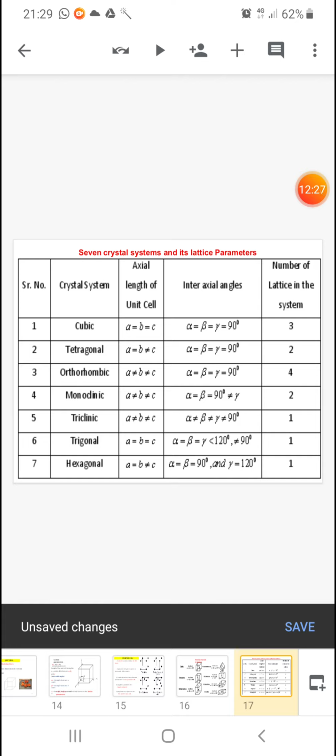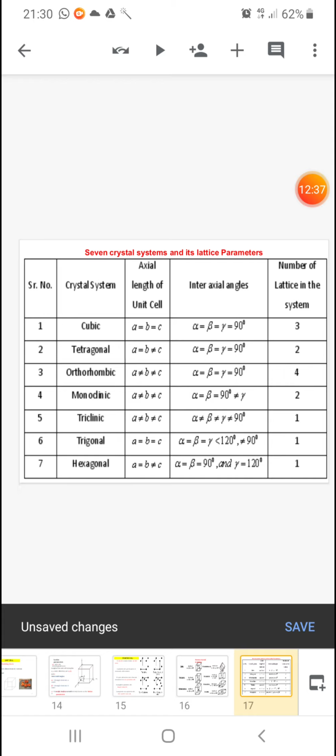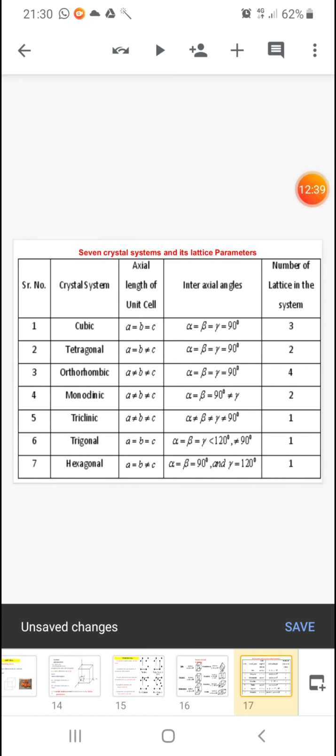The next system is the orthorhombic system. In the orthorhombic system, the axial lengths A is not equal to B is not equal to C, as shown in the figure. The interaxial angles are alpha is equal to beta is equal to gamma is equal to 90 degrees, and the number of lattices is 4.